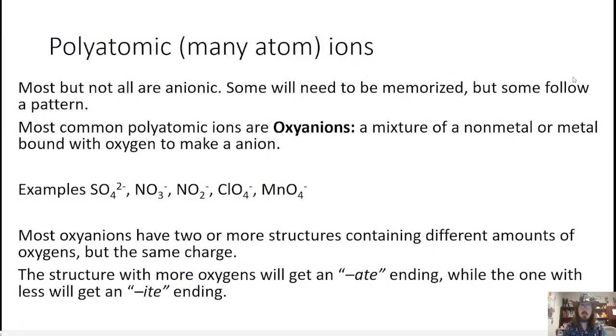So, polyatomic. Poly means many. Like polyamorous means many lovers. Polyatomic means many atoms. Now, most of our polyatomic ions will be anionic, meaning negatively charged. Some of these will absolutely need to be memorized, but most of them will follow some degree of pattern. And so I will try to teach you the pattern.